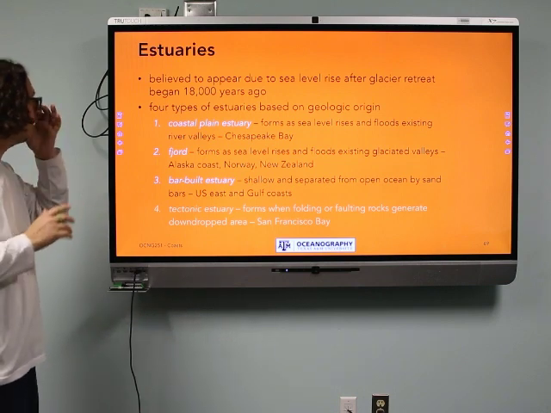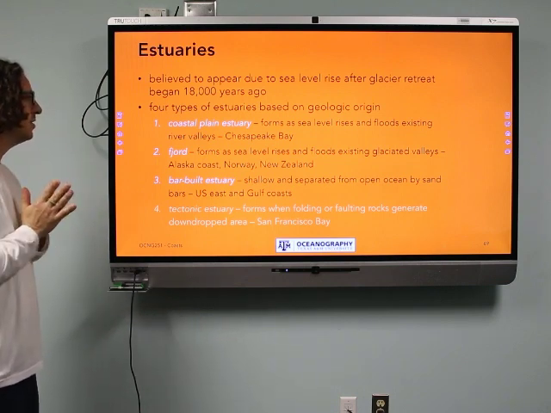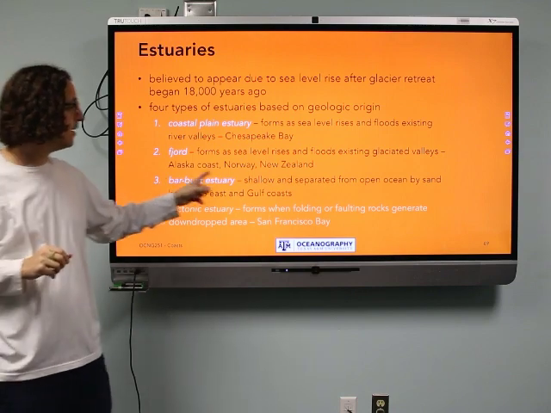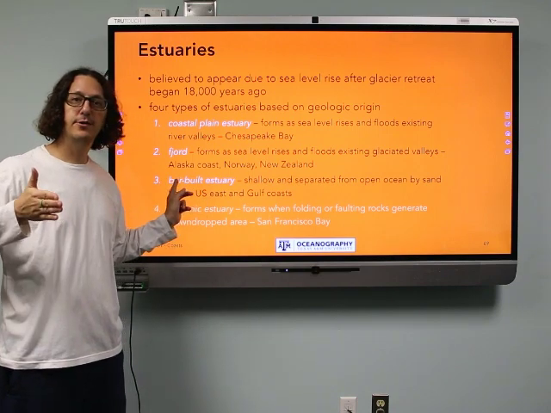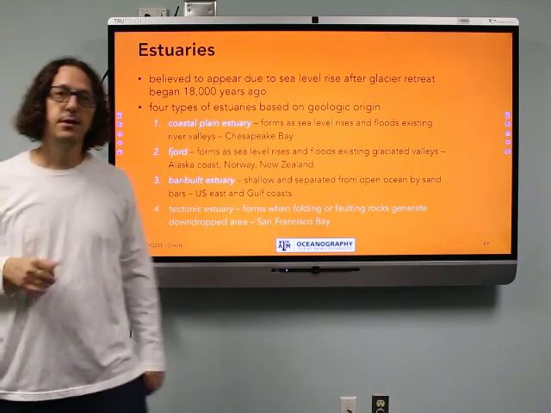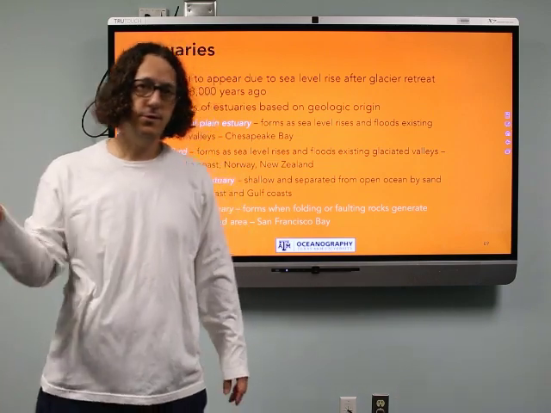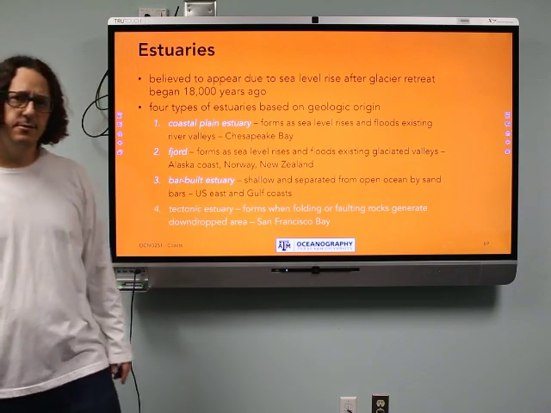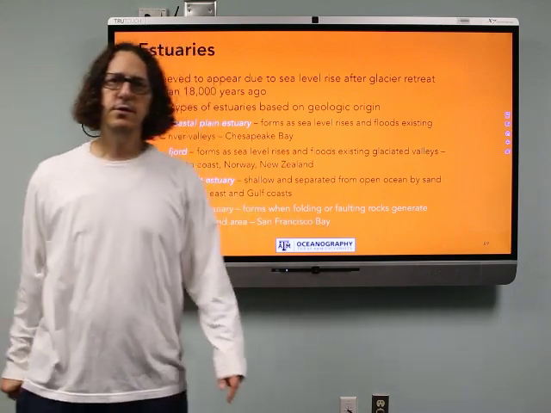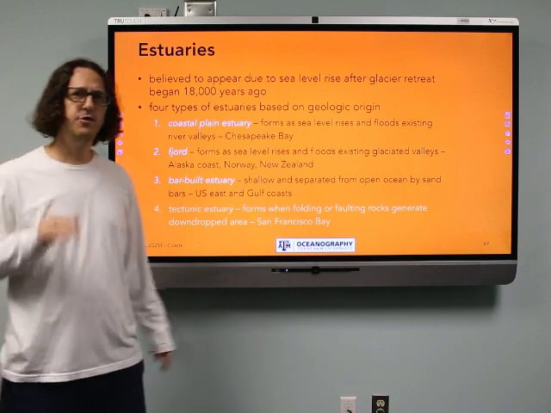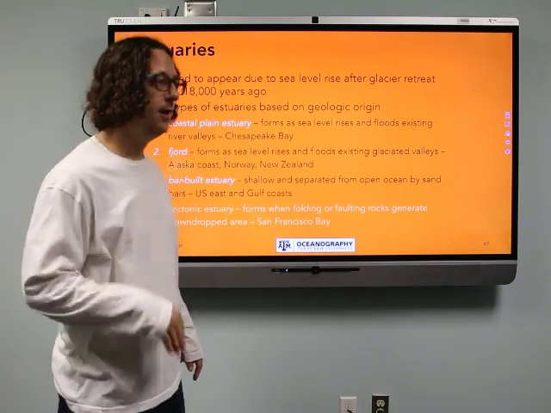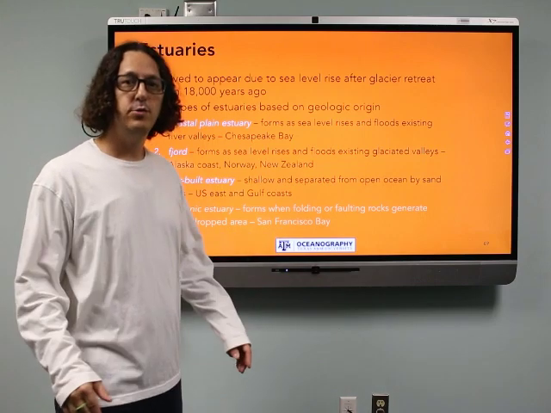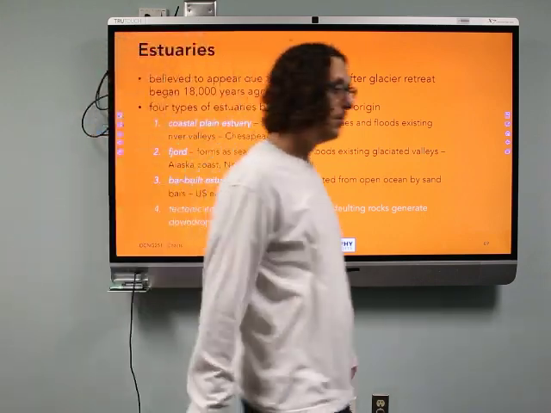The third type of estuary is a bar-built estuary. These are shallow and separated from the open ocean by sandbars. So this is what we find basically between barrier islands and the mainland, all along the East Coast and the Gulf Coast. If you drive to Galveston, through Houston from College Station, you drive over an estuary. You're on a bridge and you go over kind of a low-lying coastal area. That's an estuary.